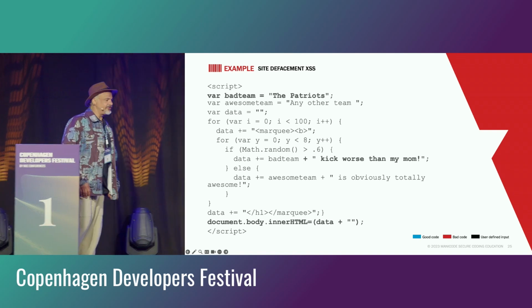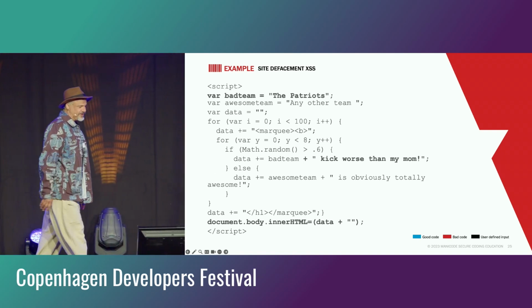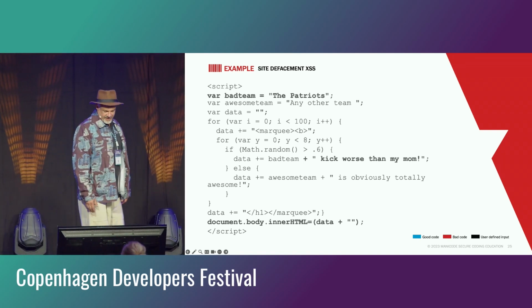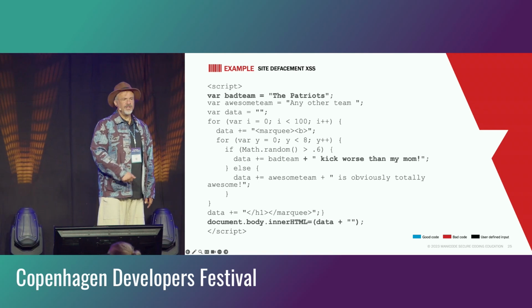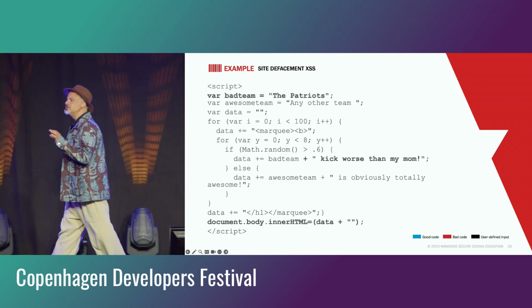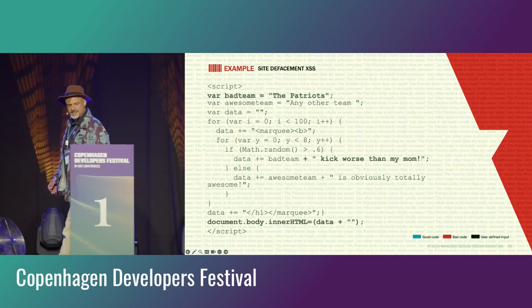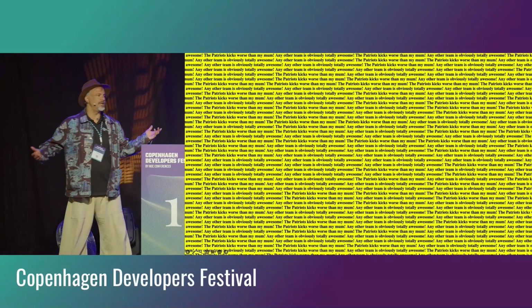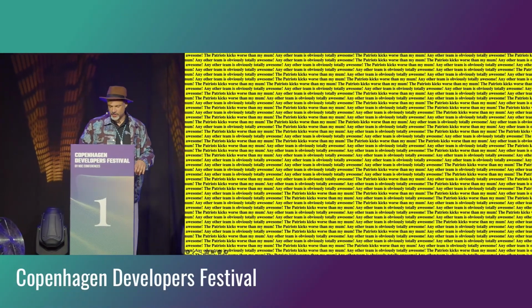In the United States, we have American football. This is to make fun of the Patriots. And so the point of this slide is, look at document body inner HTML in JavaScript. I can use that to override the entire body of a web page, right? And make fun of my least favorite sports team, whatever.